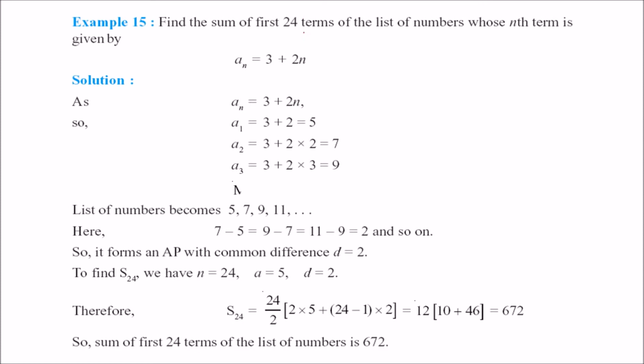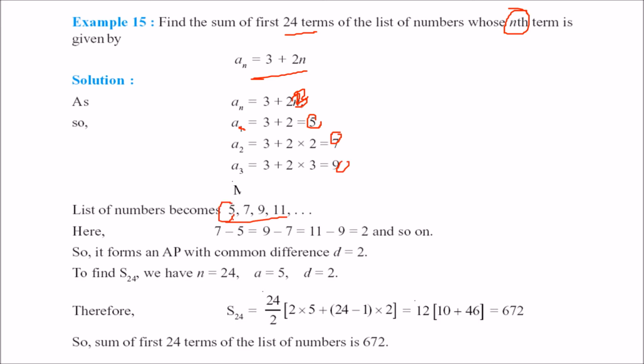Now find the sum of first 24 terms of the list of numbers whose nth term is given by this. An is given, so let us take a1. You just have to place 1 here. a2, you place 2 here. a3, place 3 here. So 5, 7, 9. So this becomes a list.